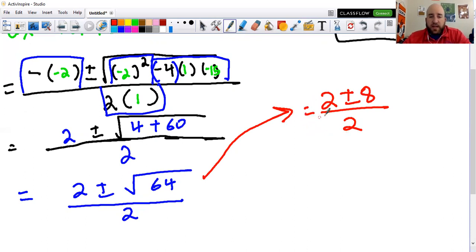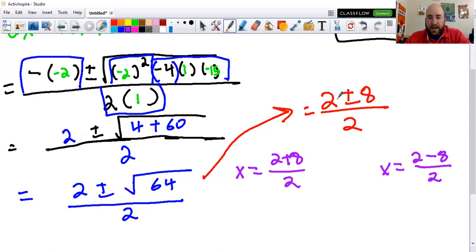So again, hopefully y'all remember this from Algebra 1. When I get to this point, what I want to do is split it up, and again, I'll change colors, into 2 solutions. I want to have x equals 2 plus 8 over 2, and x equals 2 minus 8 over 2. That's why I have the plus or minus, because I could do either or. So you again want to do the math in your numerator first. 2 plus 8 is 10. So x is equal to 10 over 2, which is 5.